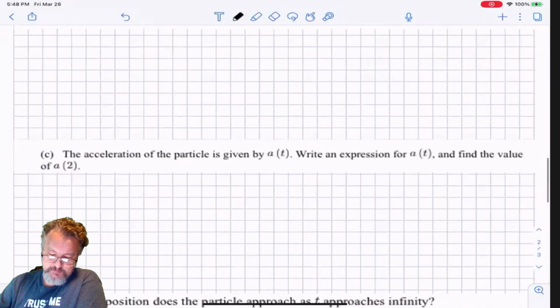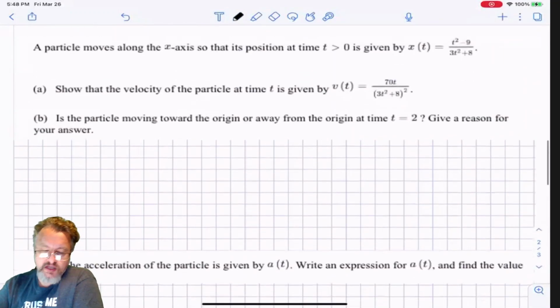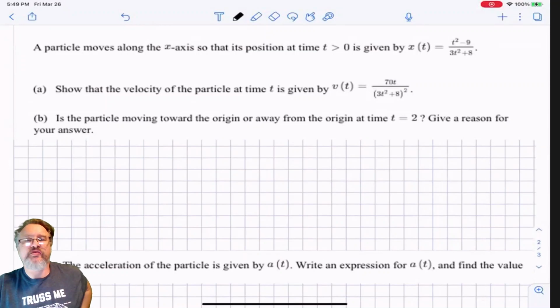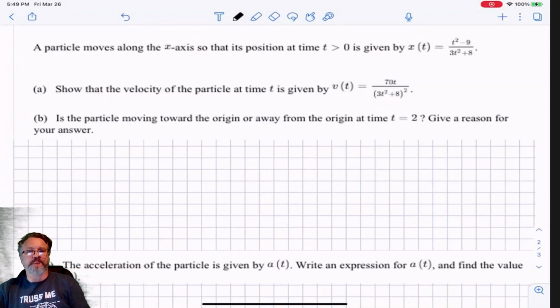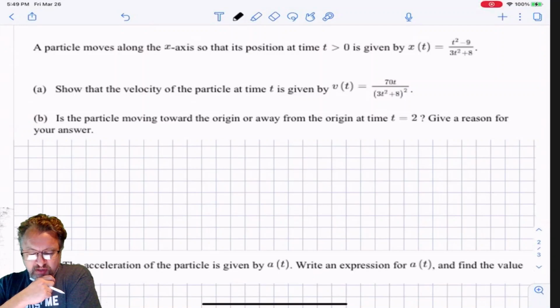All right. Next problem. One of the infamous particle problems. So what do we have here? A particle moves along the x-axis so that its position at time t greater than 0 is given by this right here. Okay, show that the velocity of the particle at time t is given by v of t.